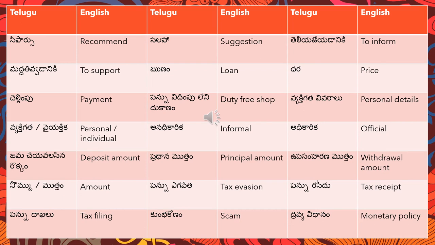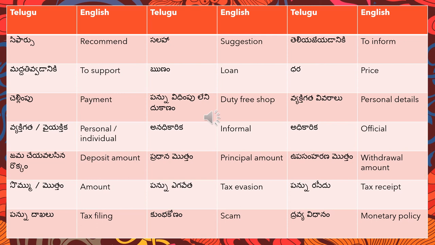Dhara, price. Chellimpu, payment. Pannu vidham, pannu. Basically this is nothing but a duty free shop. So that is the word which needs to be translated into pannu vidhimpu leni dukanam. Duty free shop.